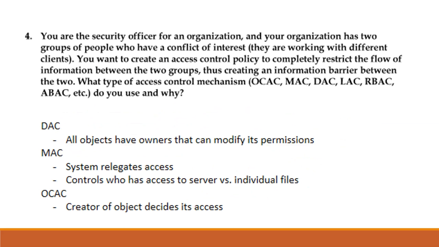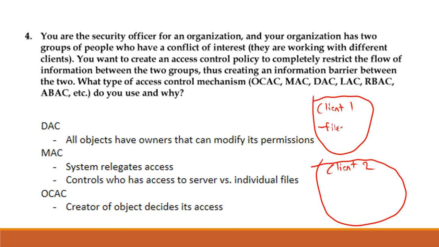You're a security officer for an organization, and your organization has two groups of people who have conflict of interest, and they want to be completely restricted in the flow of information between these two. And so there are multiple ways you can look at this in order to define it. The creator of the files, so the organization, let's do client one, and then client two. They have their own files that they relegate their own access to. That could be one solution. So the clients would define their own rules that they can only access their own files, and the other clients can't access each other's.